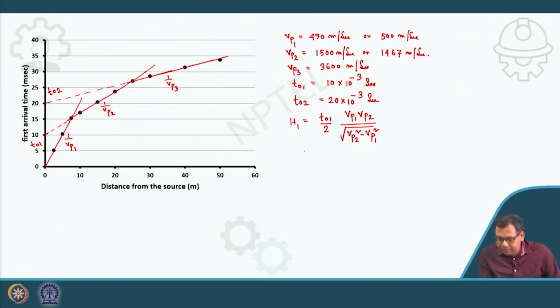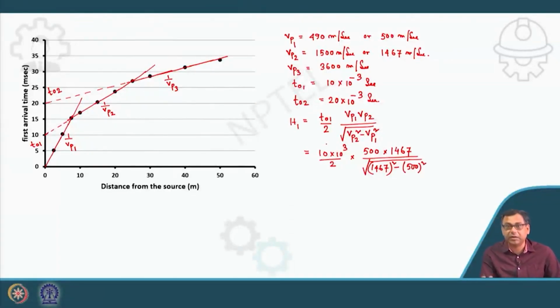Okay, so now we'll put these values. T01 is 10 into 10 to the power minus 3 divided by 2 into VP1, let's say 500, VP2 is 1467, you can take 1500 also, but here I am taking 1467, and root over 1467 square minus 500 square. So this expression I have already given in my previous lecture.